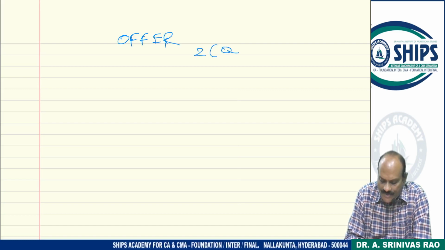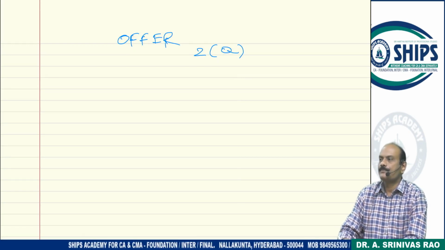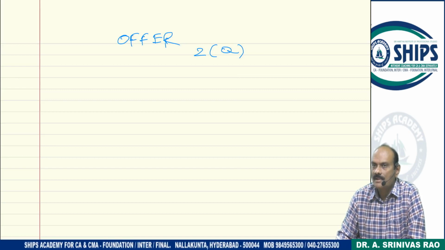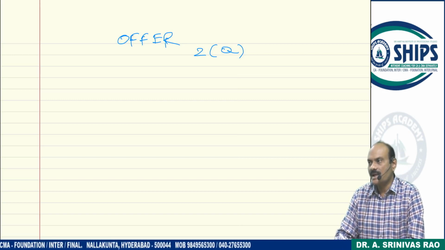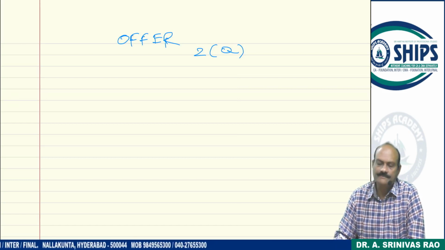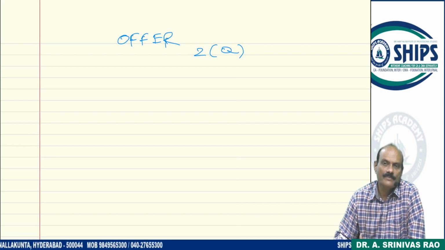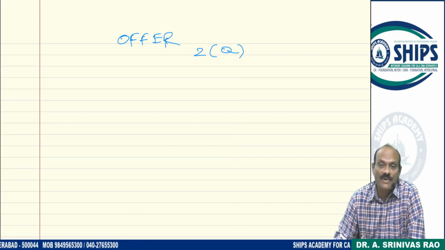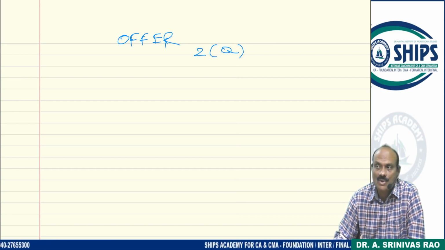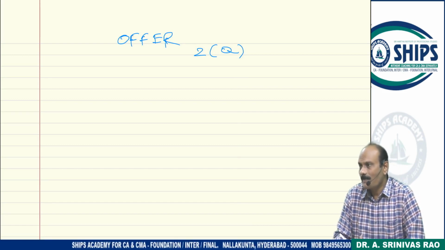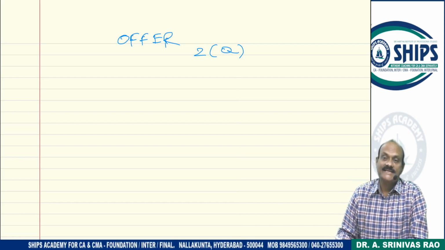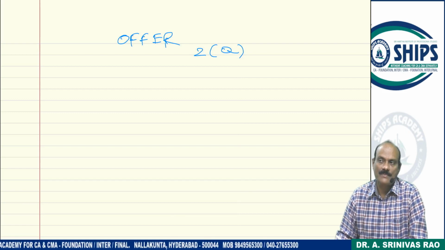Offer according to section 2, subsection A. Offer according to section 2A. Write one by one, meaning you write first. Offer means when a proposal is given to another, to do or abstain from doing something to another with a view to obtain assent.